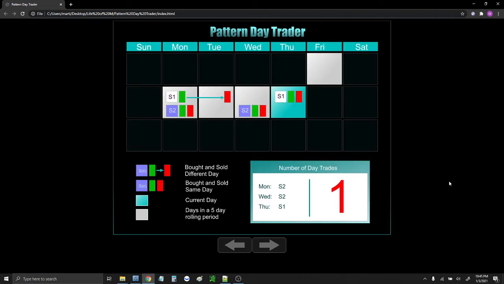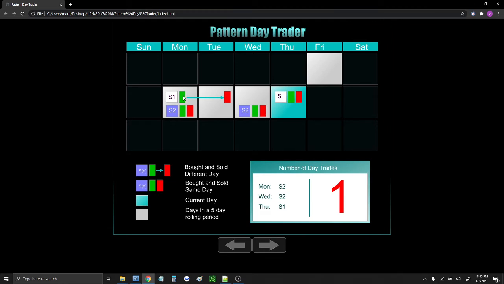So in this scenario right here, the current day for this trader is a Thursday. This green box indicates the current day, and these other 4 boxes indicate the 5 day rolling period, including the current day. If we look back, we can see that there were day trades that occurred on Monday for stock number 2, on Wednesday for stock number 2, and on Thursday for stock number 1, as indicated on this table here. So this person has already executed 3 day trades within this 5 day rolling period.